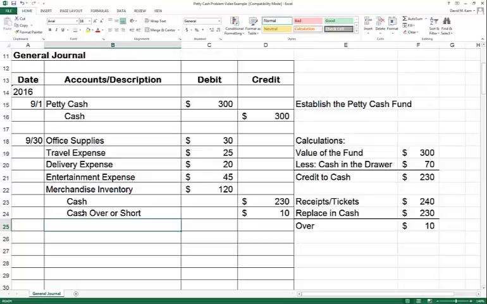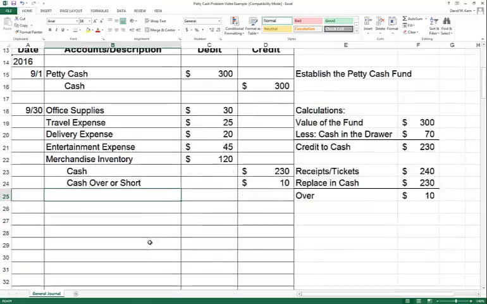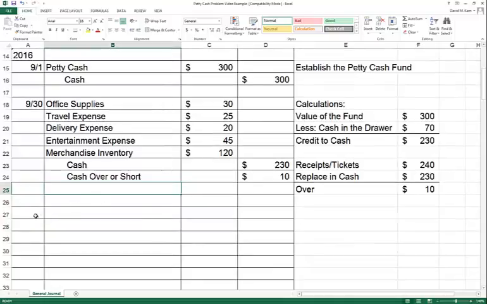When you think of the cash over or short account, it really can have a debit or credit balance. In this case, because we were over, it's like we found $10 somewhere, so it's sort of like a miscellaneous revenue. If we were short and had money that we couldn't account for because we didn't have enough receipts, then we'd have to debit it. If it had a debit balance, with the cash on the debit side as far as being short, then it would be like a miscellaneous expense. So that entry replenished the petty cash fund.